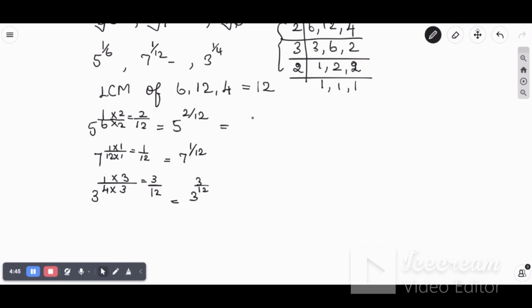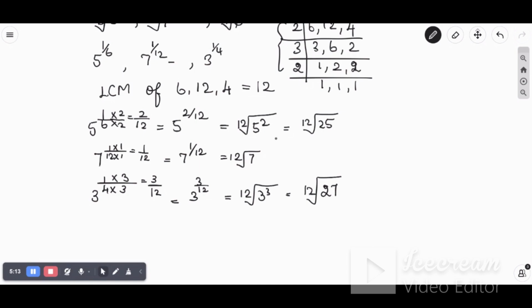So how will you write this? The base 12 will be the root, so 12th root of 5 square, which is equal to 12th root of here, 5 5s are 25. Okay, so the next will be 12th root of 7, leave it as such, and the next will be 12th root of 3 cube. So 3 3s are 9, 9 3s are 27. So 12th root of 27.